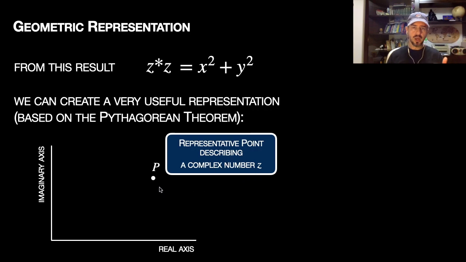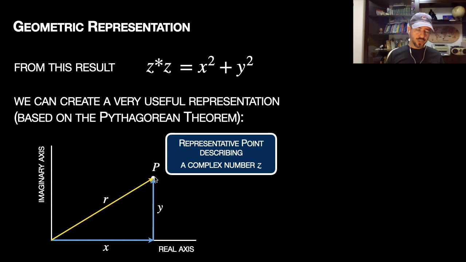So the location of this point describes a complex number Z. The coordinate in this axis is x, and this y is the coordinate of this point in this axis. So the complex number, we can see from this, can be described by these two coordinates, one in the real axis and this other one in the imaginary axis.